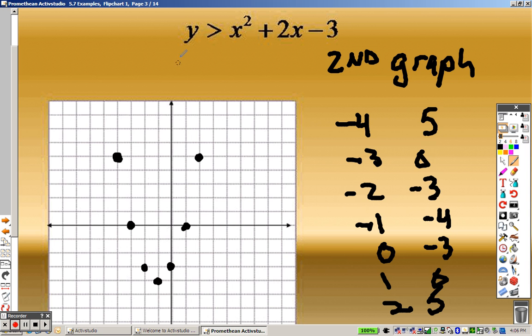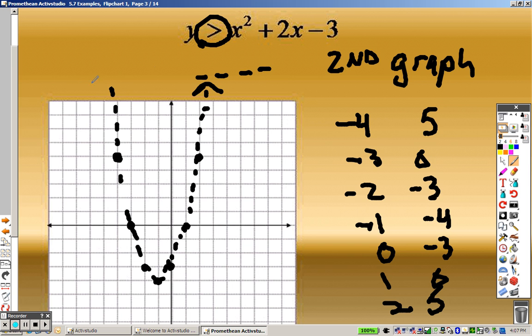Great, awesome, wonderful. Except before you start connecting these, remember what this means? This means it is a dashed line. So I need to connect them with a dashed line. Even though your graphing calculator doesn't have a dashed line, keep that in mind. Graphing calculators aren't perfect, okay? This is a dashed line. Now I need to figure out how to shade the graph.